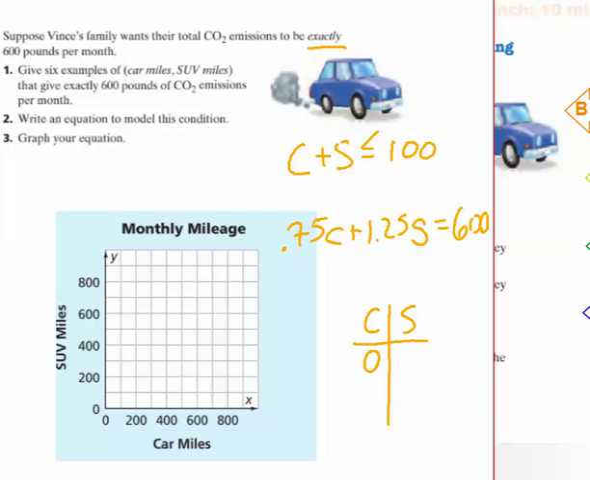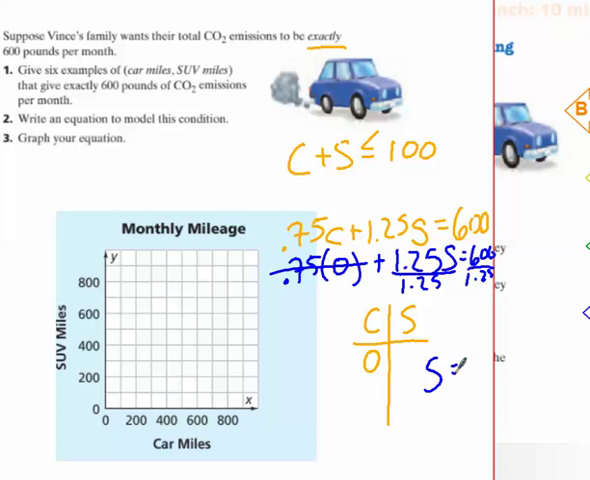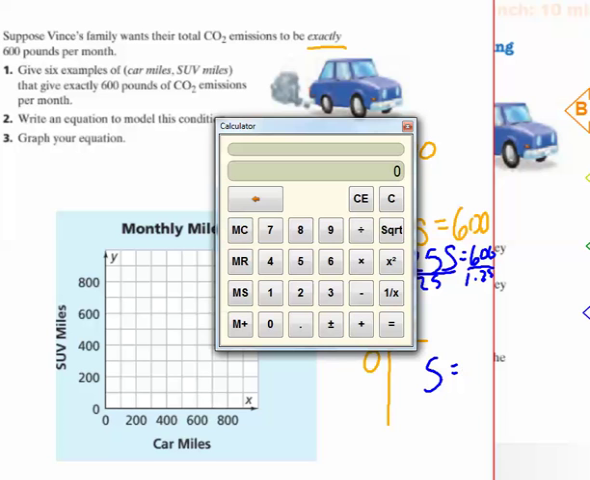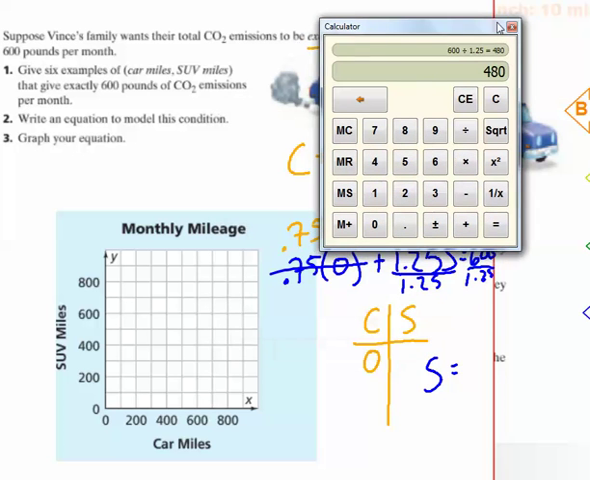So let's put 0 in for C, so 0.75 times 0. Our C value is 0. Well, obviously 0 times anything is 0. Plus 1.25 S is equal to 600. What's the opposite of multiplying S by 1.25? Dividing S by 1.25. So we're going to get the SUV can be driven, I'll pull up my calculator, 600 divided by 1.25, and I get 480 miles.